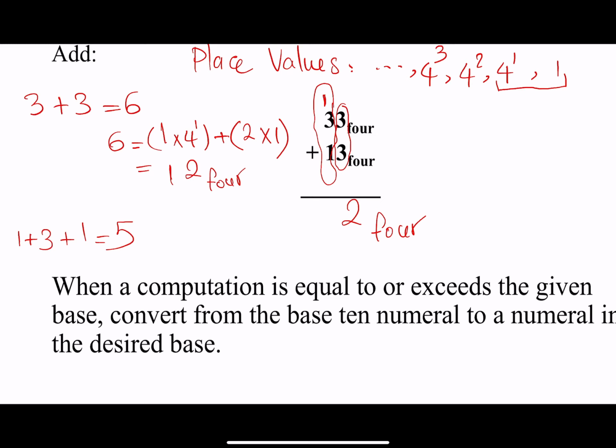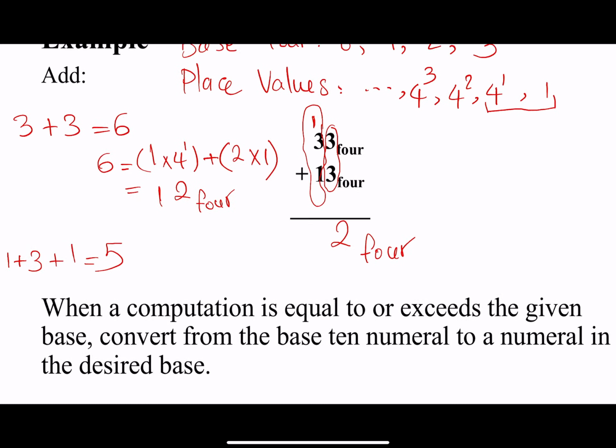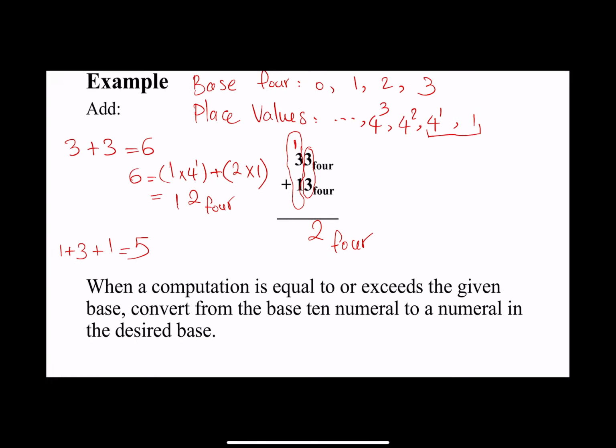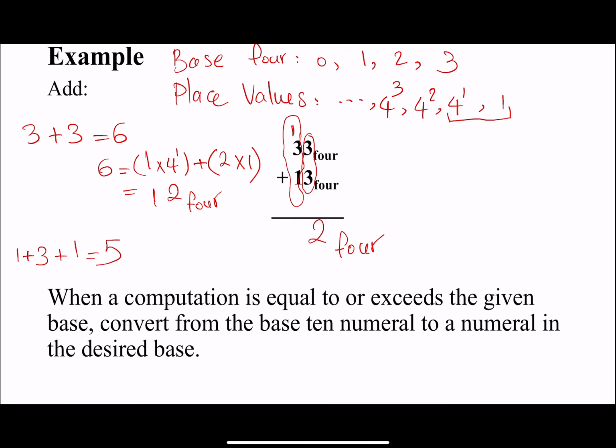Now again, ask yourself, is 5 allowed in base 4? No. In base 4, we are supposed to have from 0 to 3. We are allowed to have 0, 1, 2, and 3. So 5 is not allowed. So what I'm going to do, I'm going to convert it.